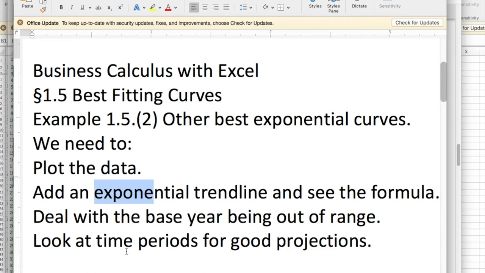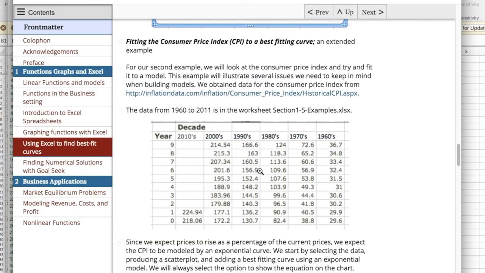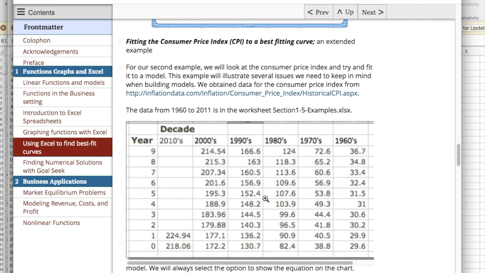If I'm looking at the consumer price index, my exponential formula has a base that naturally starts in the year zero, and talking about the consumer price index in the year zero is kind of silly. And then we'll want to look at years for good projections. Once again, we're starting with the unworked example. So the data for the consumer price index is shown in the book. We'd like to look at that.